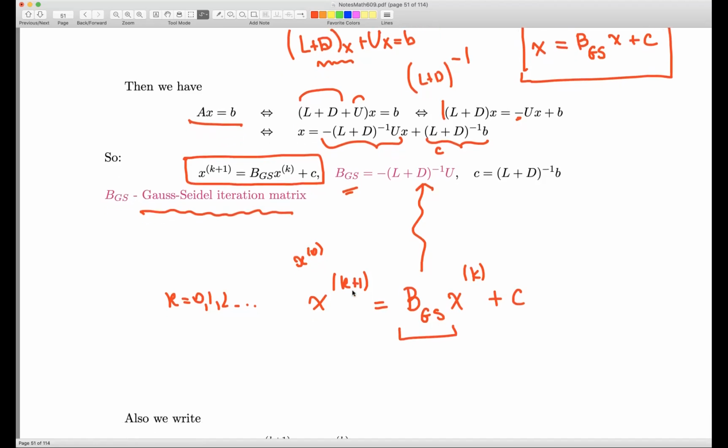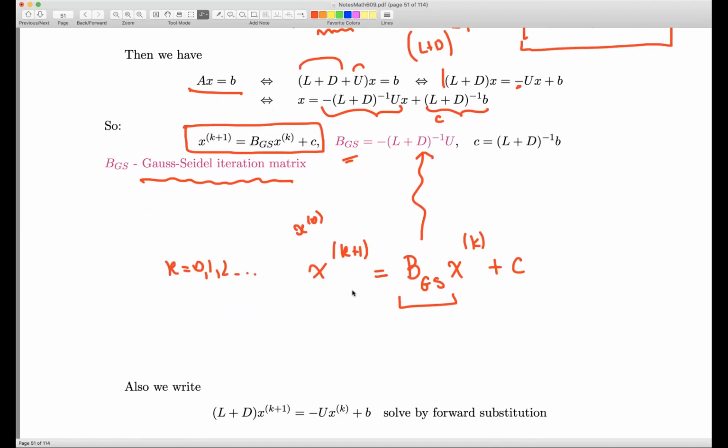And sometimes people, rather than moving this L plus D to the right-hand side as an inverse and writing it in this form, leave the system in this form. Then right here we know that if it is in this form, everything on the left side will be with index k plus 1, and everything on the right side will be with an upper index k, and therefore one usually writes it in this form.